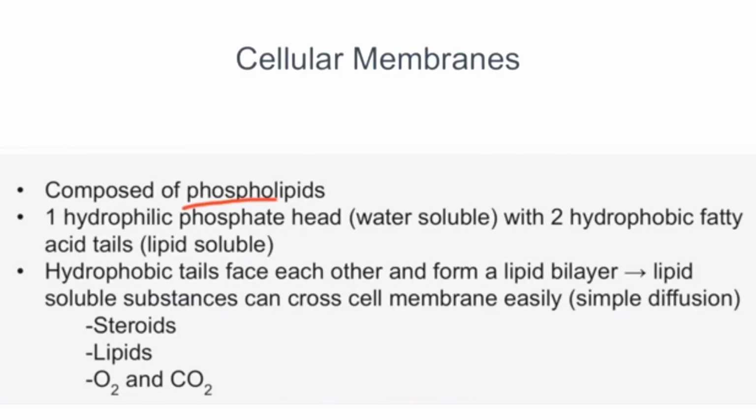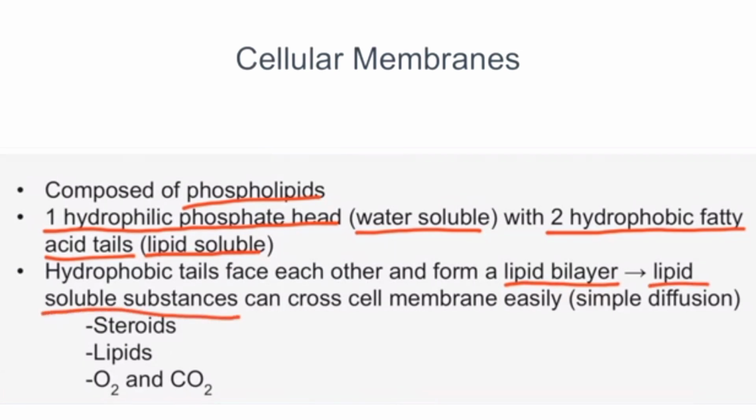are composed of phospholipids. Now, in each phospholipid, there's one hydrophilic phosphate head, and this is water-soluble, and there are two hydrophobic fatty acid tails, and these tails are lipid-soluble. The hydrophobic tails will face each other and form a lipid bilayer, and this makes it so lipid-soluble substances can cross the cell membrane easily, and this is called simple diffusion. And we will elaborate on simple diffusion more in a moment.